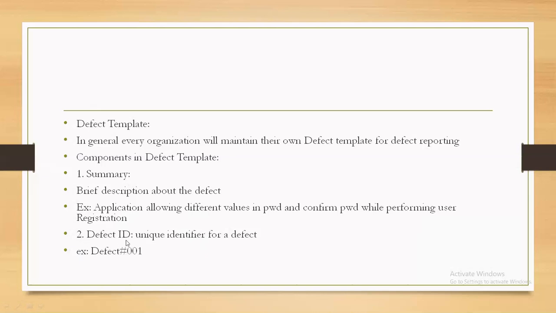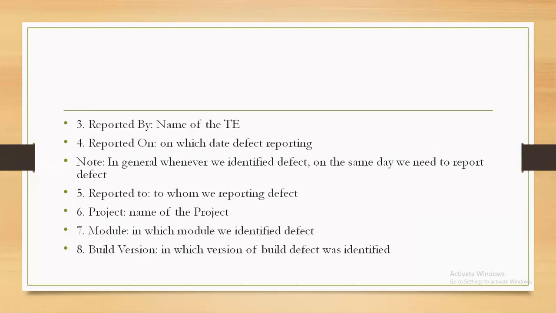The second component is defect ID. It is a unique identifier for a defect, so it is a number for a defect. Each defect should have some unique identification number. The third component is reported by, that is the name of the test engineer. In general, the person who identified the defect is the same person who goes for defect reporting. Then reported on, which is the date of defect reporting.